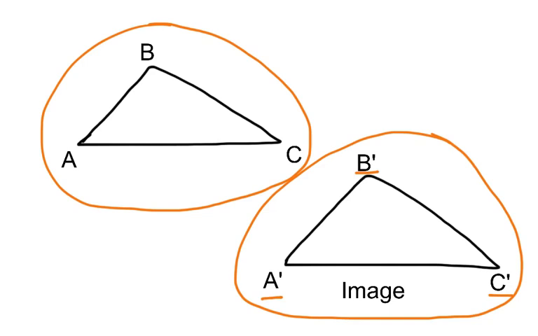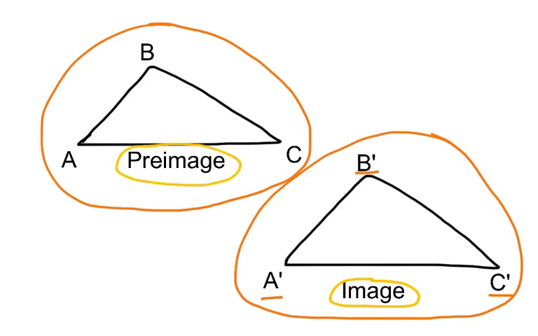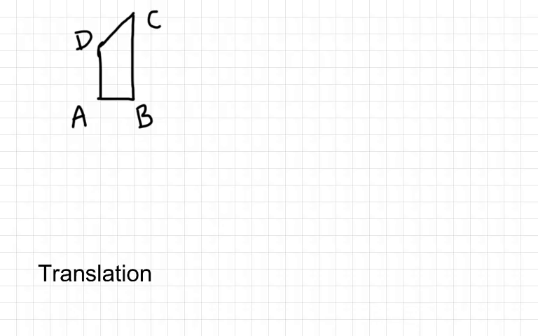Another important term for us is that the result of a transformation is called the image. It's the result, it's the image. And working kind of backwards from there, that means that the original figure that we started with is going to be known as the pre-image. So we have a pre-image with vertices A, B, and C, and we have an image with vertices A prime, B prime, and C prime. Keep that in mind as we work through these transformations.